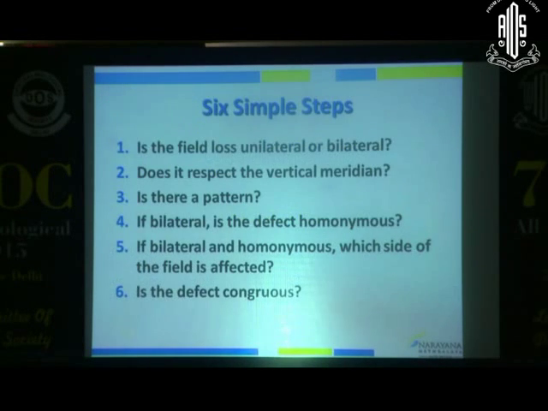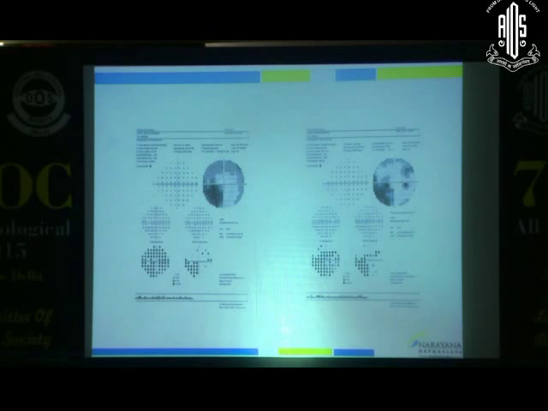Okay, so these 6 questions we need to ask every time we look at fields. I'll just go through it: is the field unilateral or bilateral? Does it respect the vertical meridian? Is there a pattern? If bilateral, is the defect homonymous? If homonymous, which side is the defect? And is the defect congruous? So let's look at this.